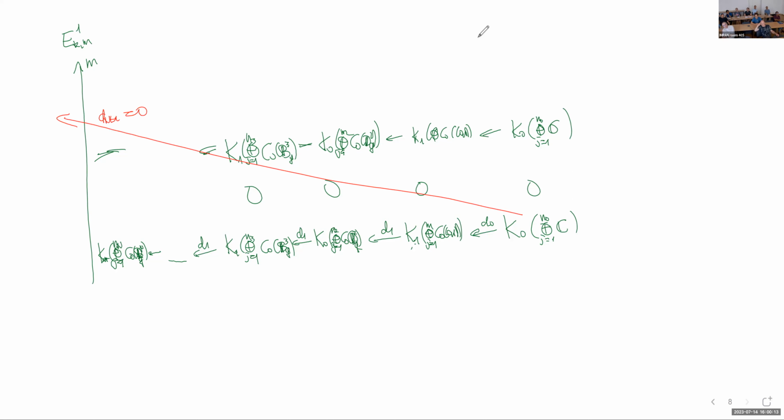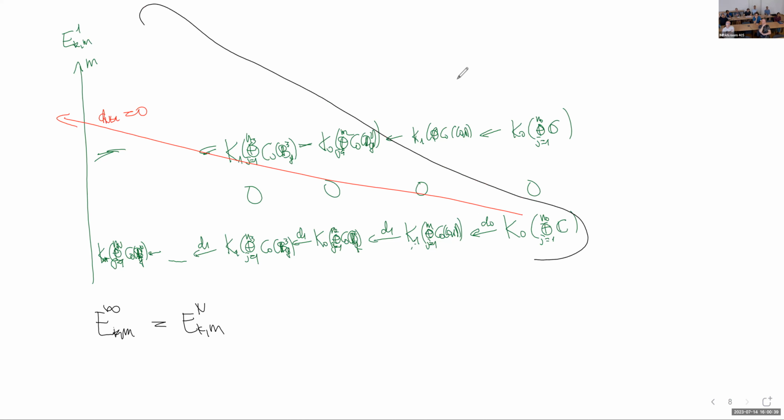So we have E infinity, Km, would be our En, Km. So what information do we get? From this diagonal, the sum of groups is the K theory of the graded object. So that is K zero of... you have a filtration of the graded object.